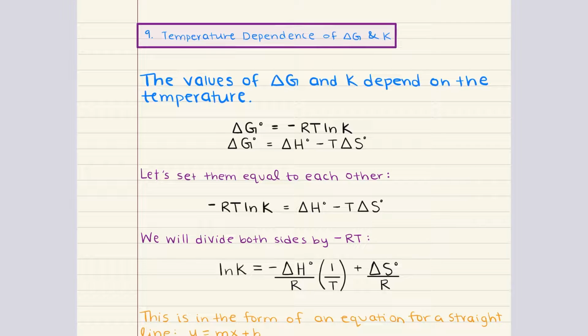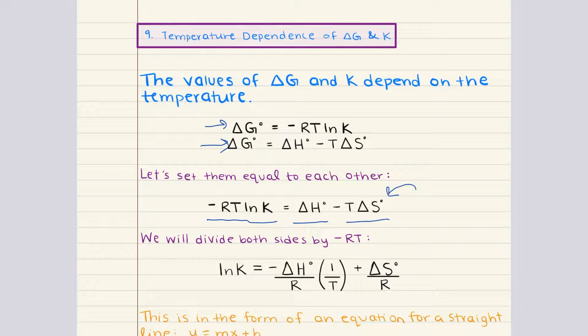We're going to start with writing our two essential equations. Here we have the relationship between delta G naught and K. And here we have our good old Gibbs free energy equation. Since both equations describe delta G naught, we can set them equal to each other. So now we have negative RT natural log K is equal to delta H minus T delta S. And this is in standard conditions.